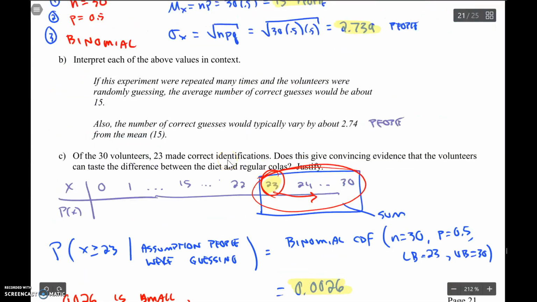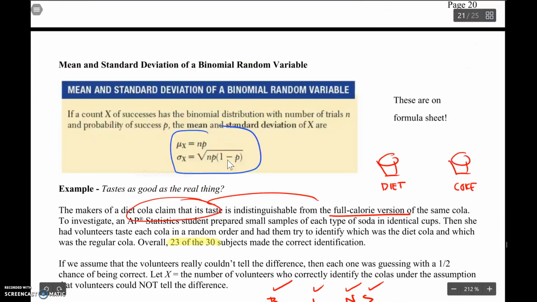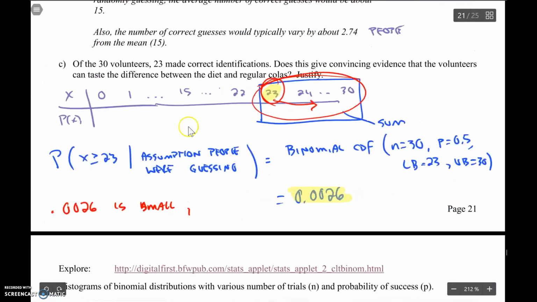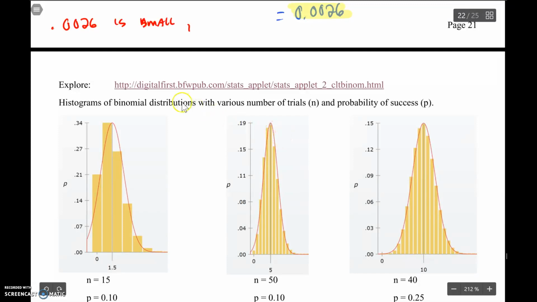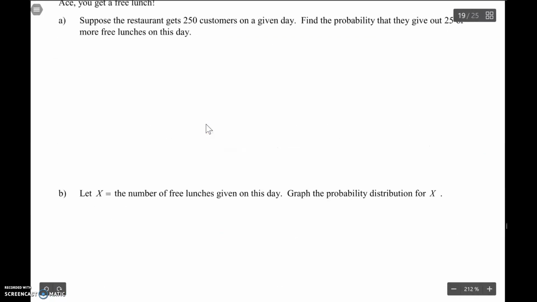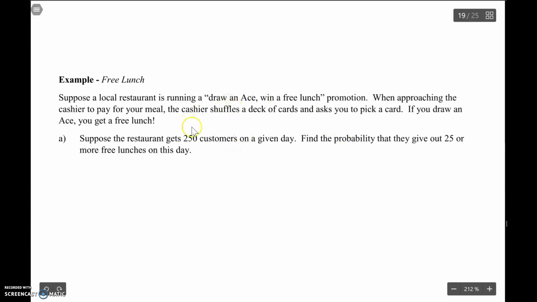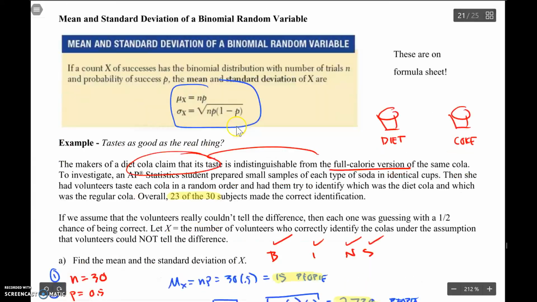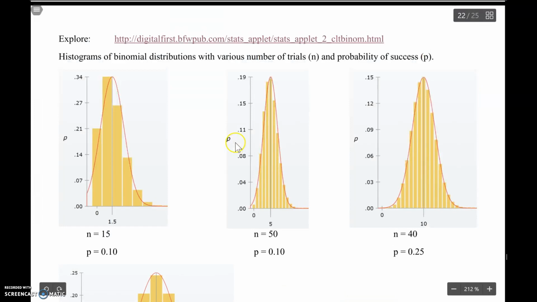Okay, so we've been looking at the binomial distribution. We've talked about the mean and standard deviation of the binomial distribution. We've calculated some probabilities. If you recall, I don't have it in the notes because I deleted it, but when we did this free lunch example with 250 people, we had seen the shape of some of the binomial models. So I want to explore the shape a little bit more.